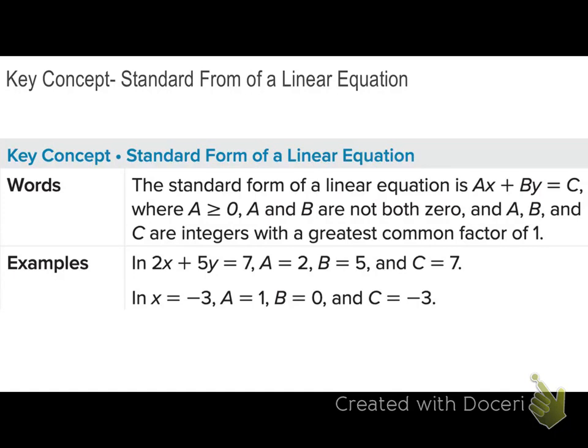And a, b, and c are all integers with a greatest common factor of 1. So essentially, you can't have fractions. A has to be positive or 0. A and b can't both be 0. And then a, b, and c cannot be fractions. Any questions for me here?